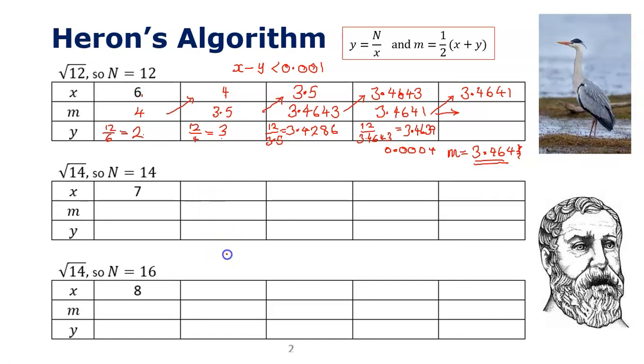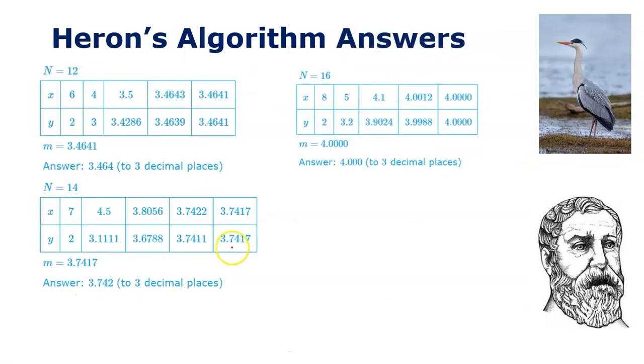So here are the answers based on that. 3.464 I know is right. We've done this one. Now there's 2 more there which I've listed for you, and your job is to have a go at Heron's algorithm yourself. But I'm not going to do it now because you've got the answers now, but that's something for you to make sure you can do.